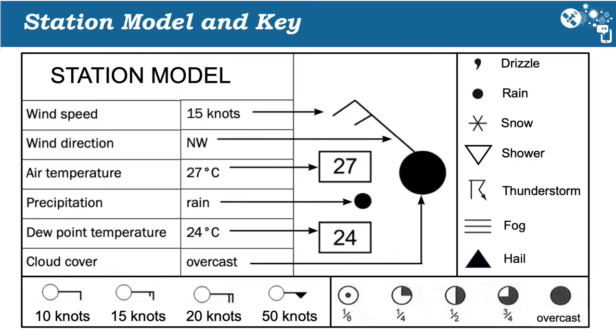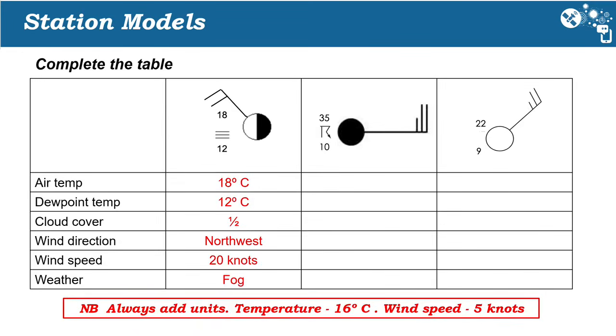Okay, let's go further. And here are two weather station models. Now, what I want you to do, I'm literally going to give you a minute, 30 seconds each. Just write down on a sheet of paper in your books the information for each of those two weather stations. The first one has been done. Let's have a look at the first one.